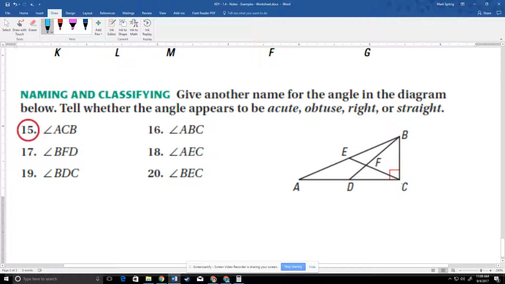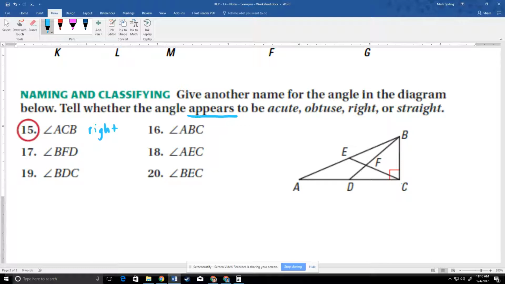All right, we're going to look at this one that asks whether each angle appears to be acute, obtuse, right, or straight. You normally wouldn't go by looks alone, but this question says, what does it appear to look like? So angle ACB, well, that's a right angle. We know that one actually is a right angle. It looks like a right angle and it has the marking there.